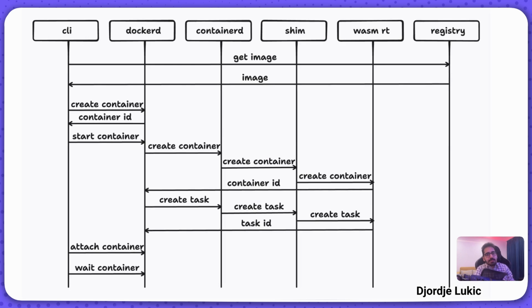Again, this is the same thing that I just said. When the request comes to the CLI, it gets the image, and then it tries to start the container, gets the container ID, Docker D passes it to containerd, passes it to the shim, and the shim goes to the runtime, starts the container, gives back the container ID, creates the task, and then attaches the container and waits for that to exit. So that's the kind of process.